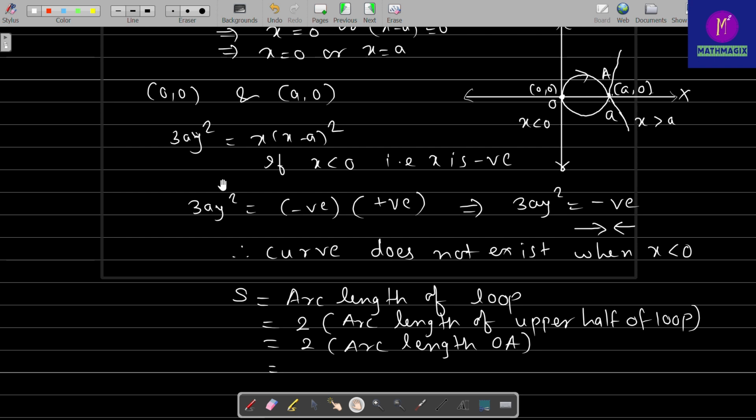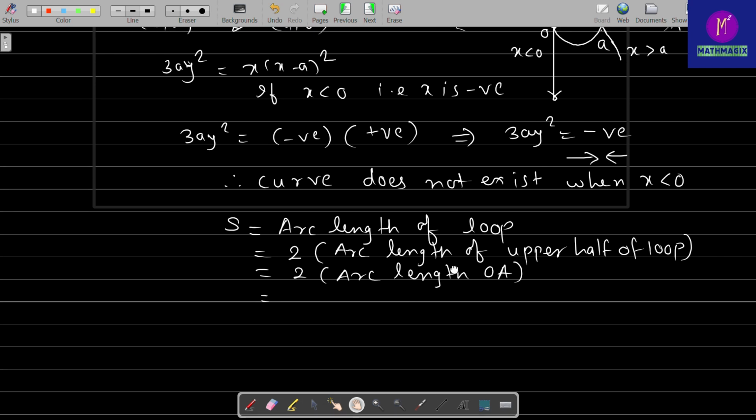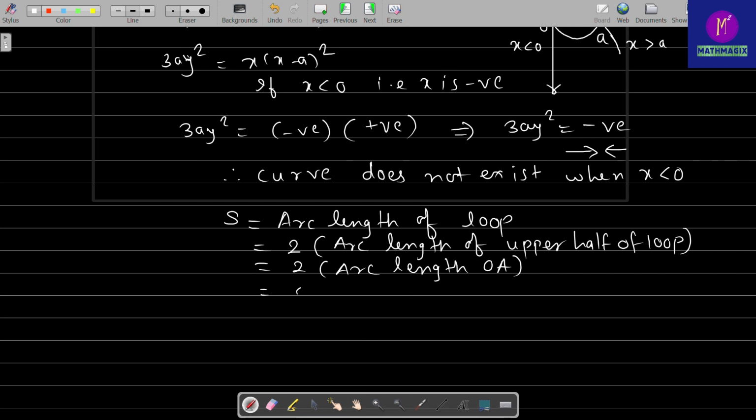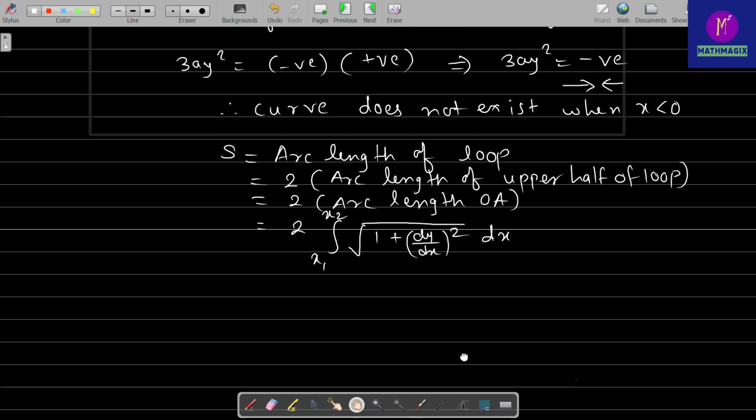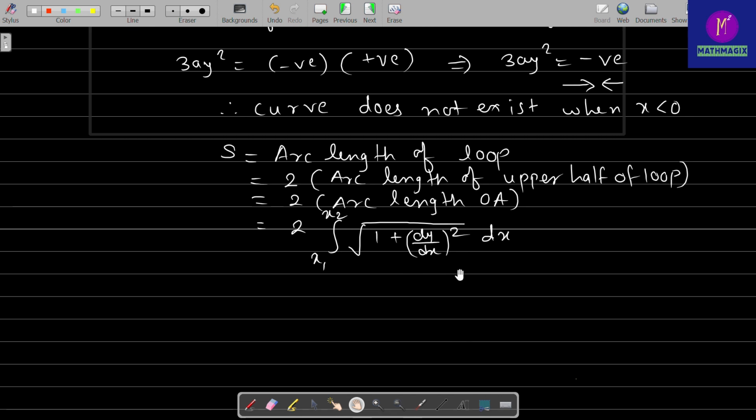So just because of that we will use a formula of rectification where we have dy by dx in the formula. So the formula that we are going to apply is 2 times integration of square root of 1 plus (dy by dx) the whole square dx. And here we are going to write down the limits of x, x1 to x2. Now let us try to find out first what is dy by dx from the given equation of curve.